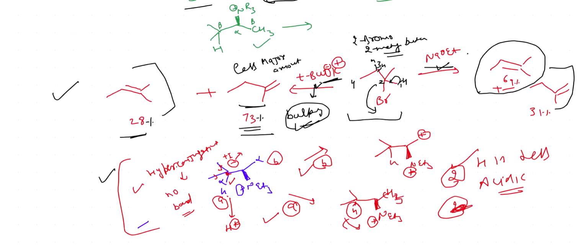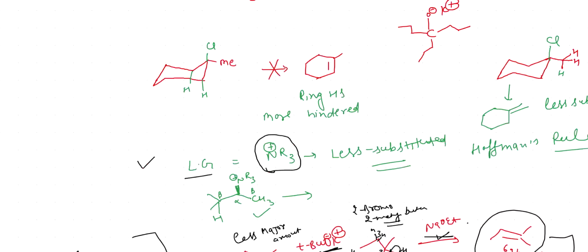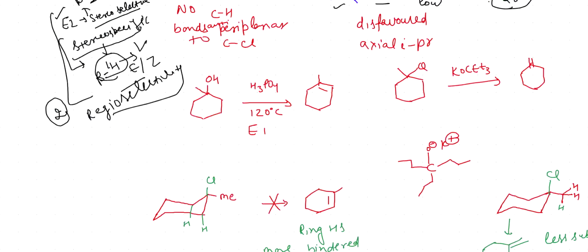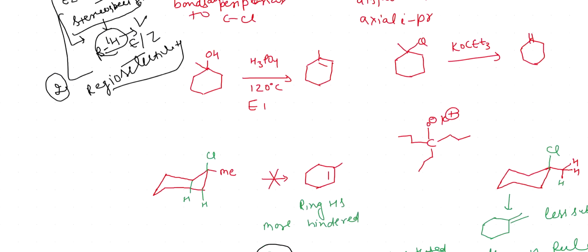The second is the case when we have been using a substrate in which one end is more substituted as compared to another, and the leaving group is quaternary ammonium. In that case, we will also get the less substituted product in the major amount. So these are the cases. Clear? So this is for regioselectivity. Let's discuss another example.